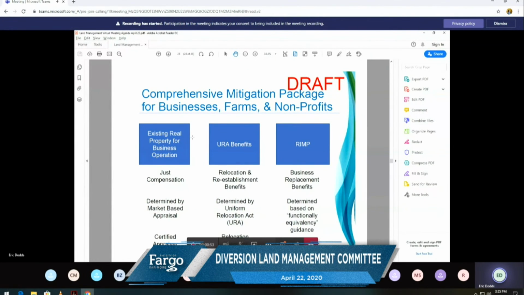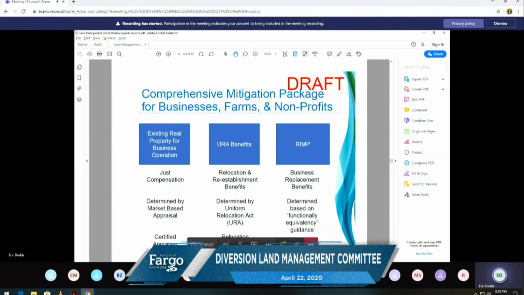Here's the slide that maybe addresses Roger's question. The standard Uniform Relocation Act basically requires us to conduct an appraisal, and that appraisal establishes what's called just compensation for the existing real property. That would be cash paid to the property owner, and that cash could presumably be used as a down payment for reconstruction of the new site.